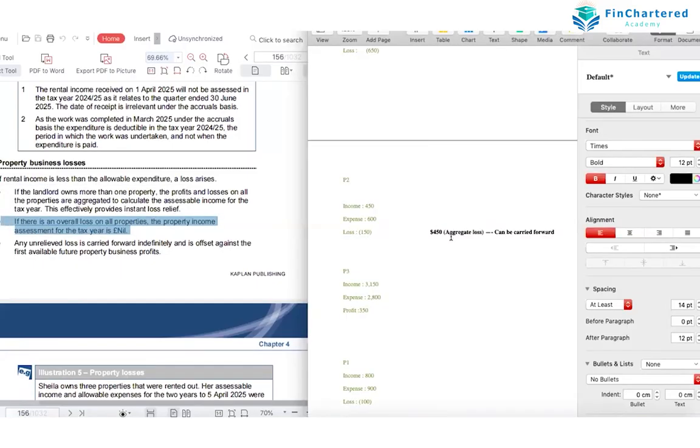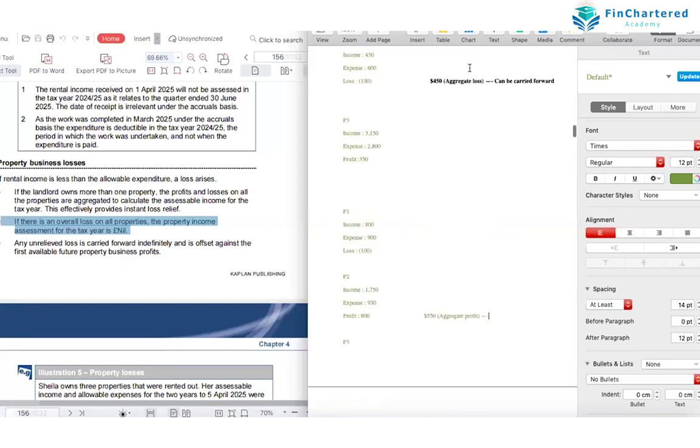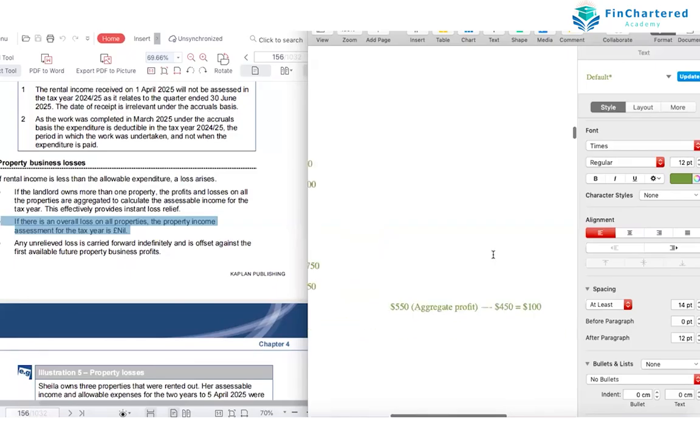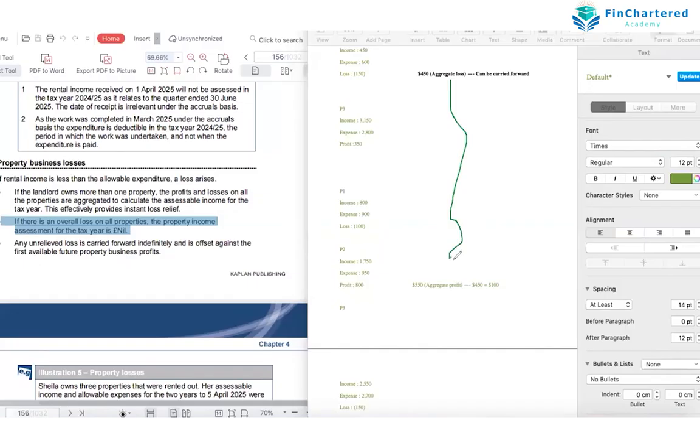But any losses can be carried forward. What do I mean by carried forward? Second year, you have a profit of 550, correct? You can deduct last year's loss. Last year had a loss of 450. So therefore, you can say my property income for this year is 100. Because the previous year's loss has been carried forward, and we have deducted it from the second year's profit, and we will say that the property income that will be taxed is only 100.